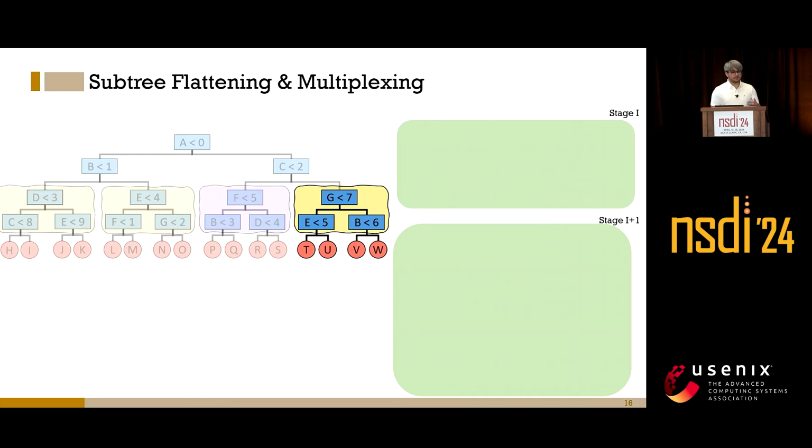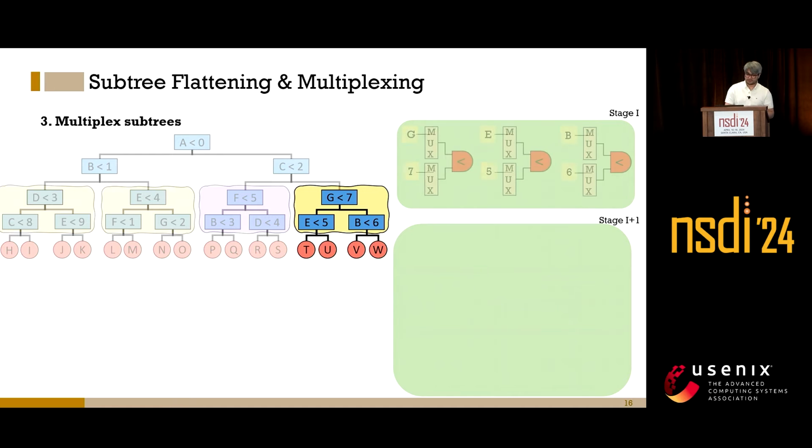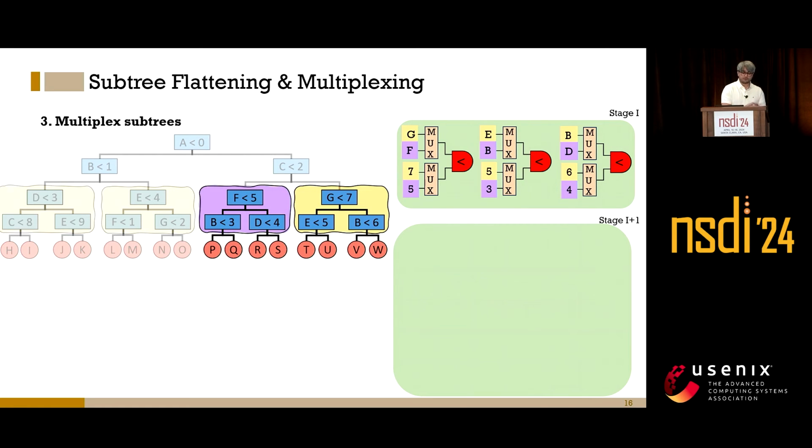So far, we have only built a mechanism to support the yellow highlighted subtree. But at runtime, a packet may encounter any of the other subtrees that are on the left. So we need a way to multiplex subtrees as well. So for this, Leo uses the multiplexed ALU abstraction we presented earlier. So if we consider the yellow and purple subtrees, Leo first feeds the information of the yellow subtree to the multiplexers, and also the information for the purple subtree to the multiplexers.